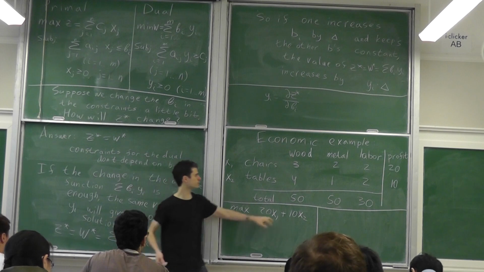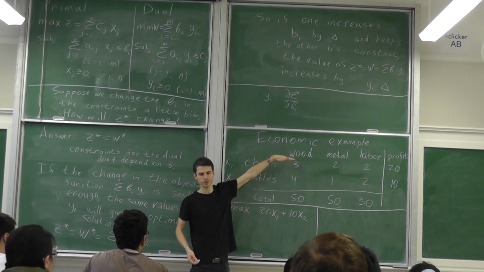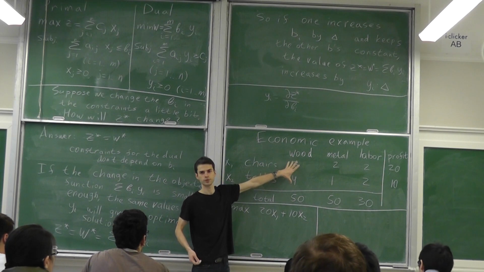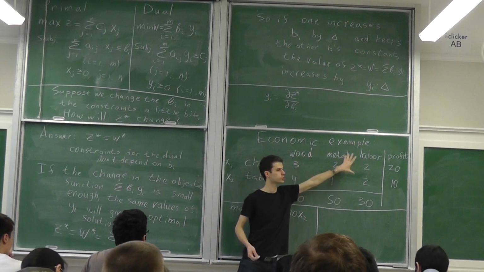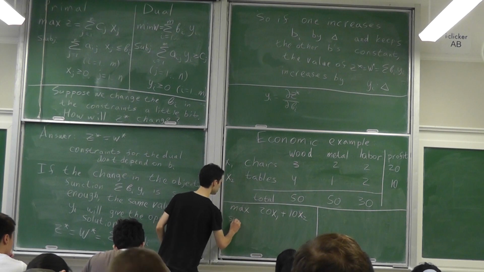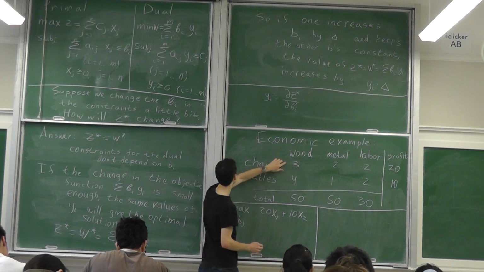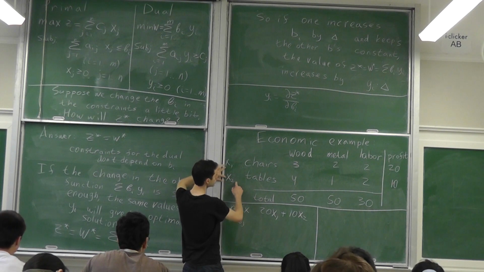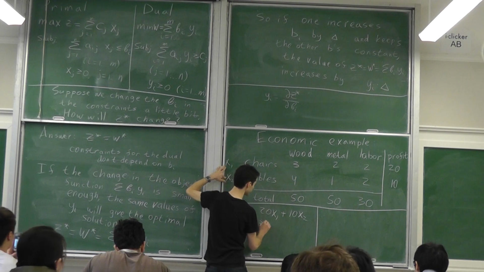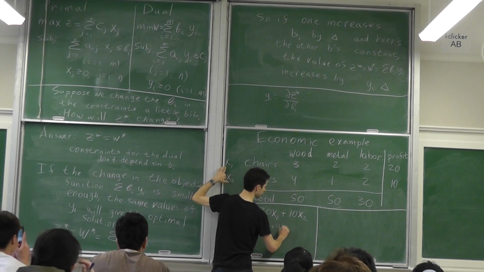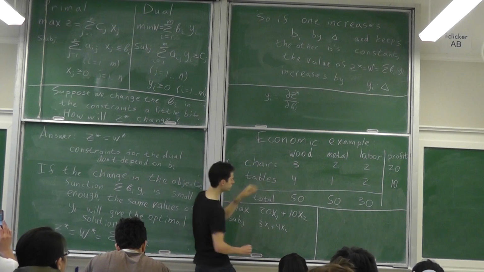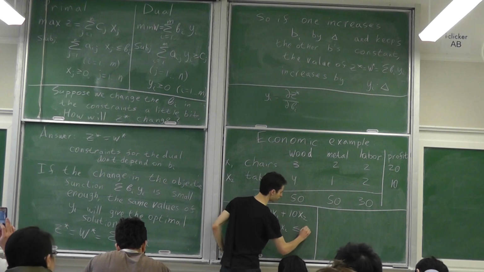Subject to the constraints that we don't use too many resources, that we don't use too much wood, too much metal, and too much labor. So subject to the constraint about the wood: by producing x1 chairs and x2 tables, we'll use 3x1 plus 4x2 units of wood, and we don't want to use more than 50.